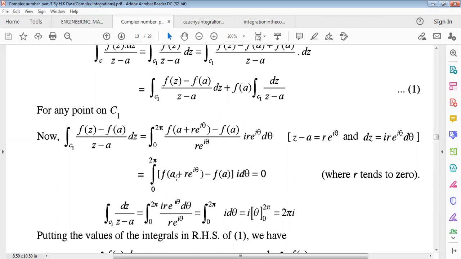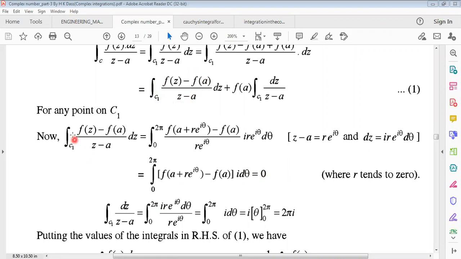So this can be written as f(a) + r e^(iθ) over r e^(iθ); the r e^(iθ) terms will be cancelled. Okay, this term and this term will be cancelled. So we can write just the integration of the functional difference times i dθ, and according to Cauchy's integral theorem, we can find this equals 0.